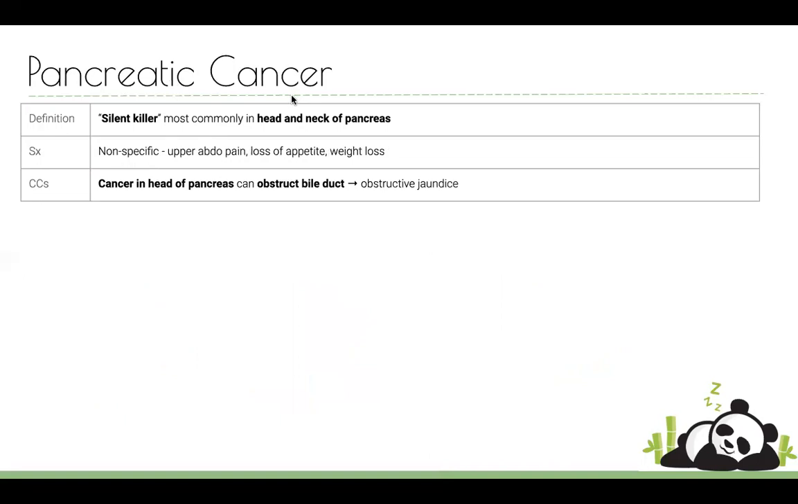Pancreatic cancer, you only really need to know a little bit about it. It's usually in the head and neck of the pancreas. So remember, your pancreas is kind of this shape. It's like here or here. And it's called a silent killer because nothing happens and then they die. Very occasionally, a cancer in the head of the pancreas can obstruct the bile duct and cause obstructive jaundice, but otherwise they don't really get many symptoms, and that's why it's so dangerous.